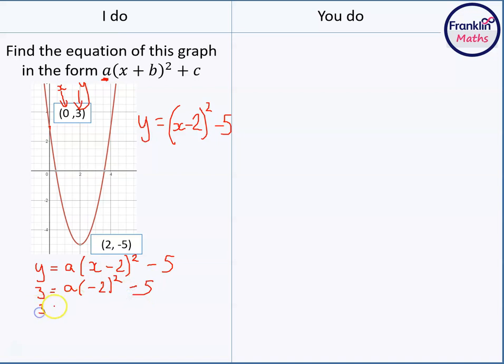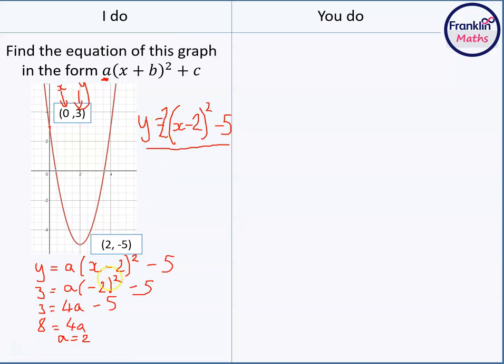Just being really, really careful. So minus 2 squared is plus 4, so that's 4a. Minus 5 goes there. And it's now just a nice, easy linear equation to solve. So add 5 to both sides. Divide each side by 4. And a is then 2. So my final answer then is this, but I need a 2 at the front. Just watch out for those questions there. So that is the answer there.